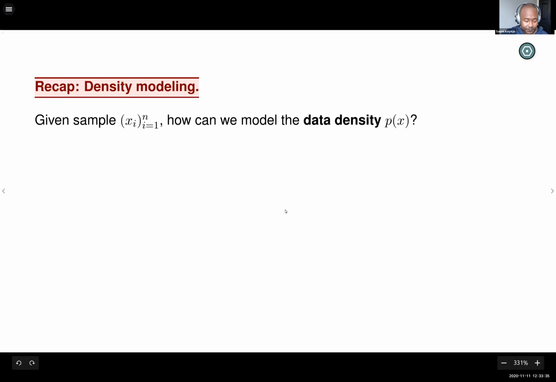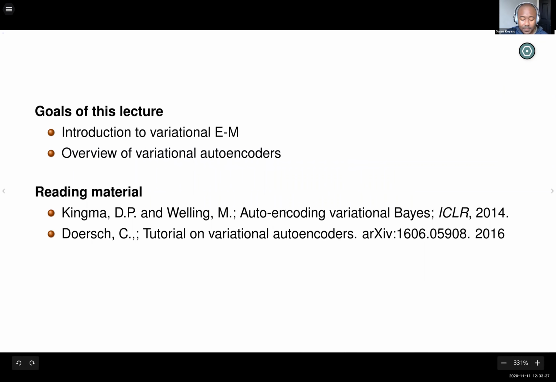Reading material. The original variational autoencoder paper is by Kingma and Welling, so the reference is here. I think it's a reasonable read, so if you're interested, that's a good place to get started. And then there are some good tutorials out on variational autoencoders. It's by now a well-studied topic.